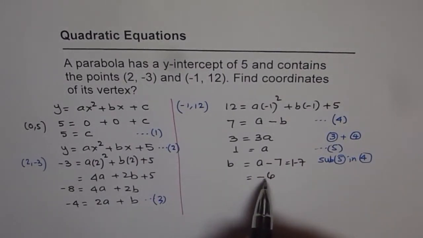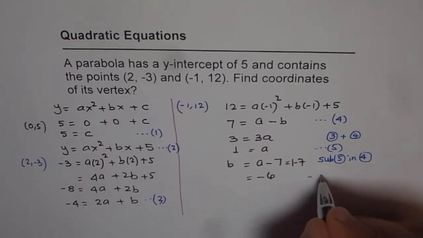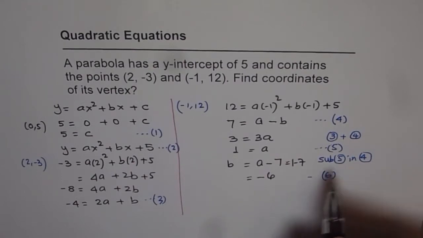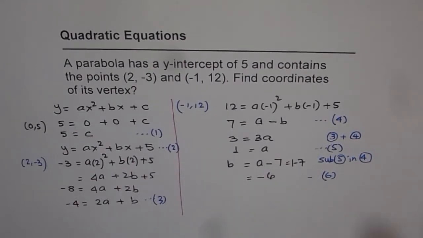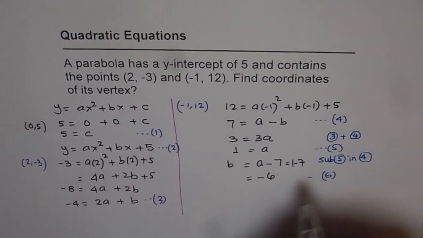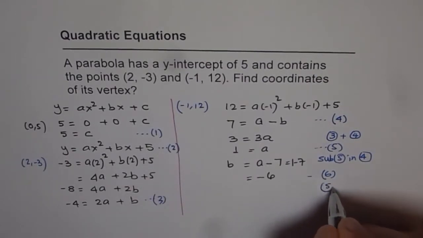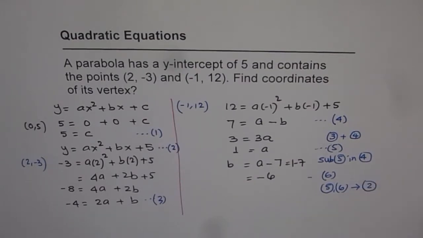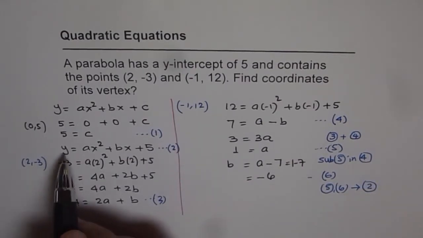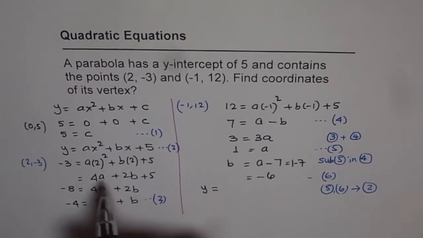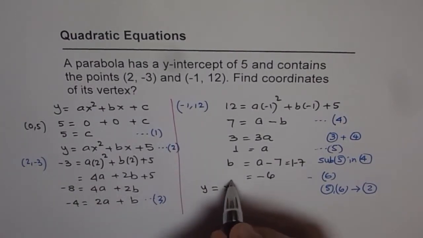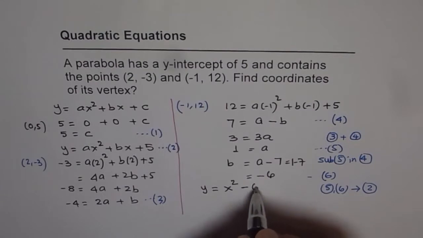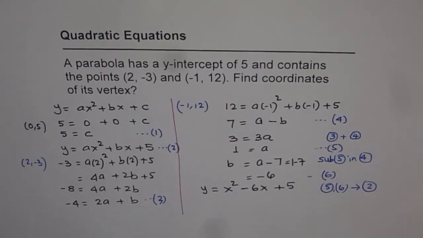Now if b is -6, what happens to the equation? Let's call this equation number 6, and substitute the values of a and b from 5 and 6 into equation 2 to get our final answer: y = x² - 6x + 5, since a is 1 and b is -6. So that becomes the quadratic equation, right?